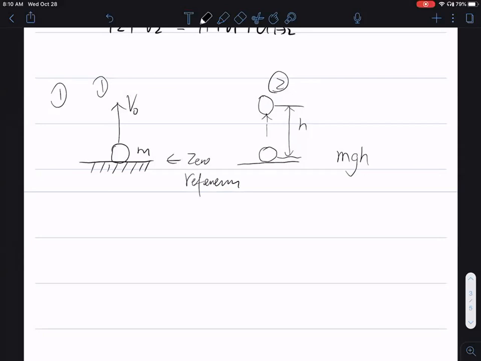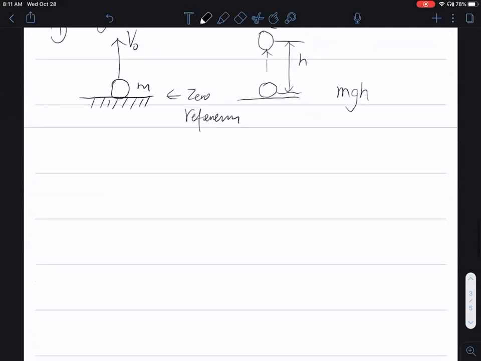Remember last time we mentioned potential energy depends on where you set up the reference point, right? So at position 1, the ball only has kinetic energy. At position 2, once the ball hits the maximum height, it only has potential energy but zero kinetic energy. Did I say that wrong? This one only has kinetic energy but zero potential energy. Okay.